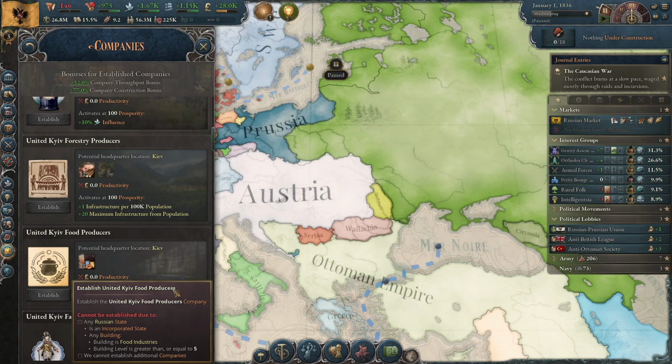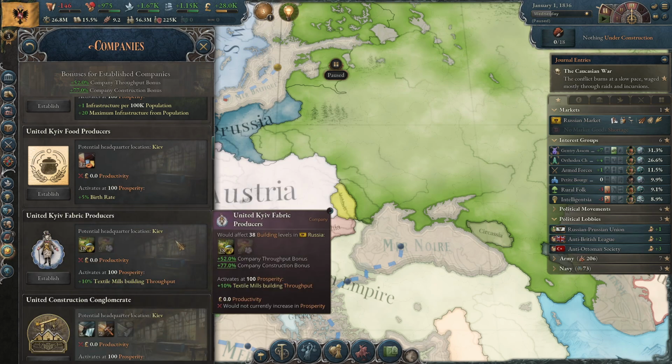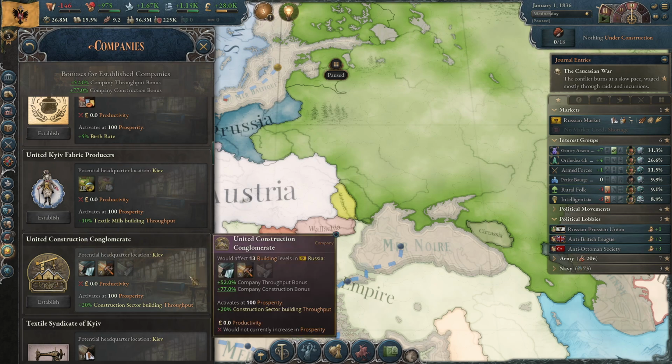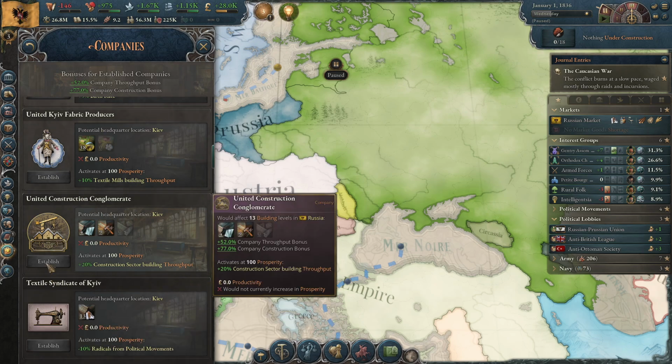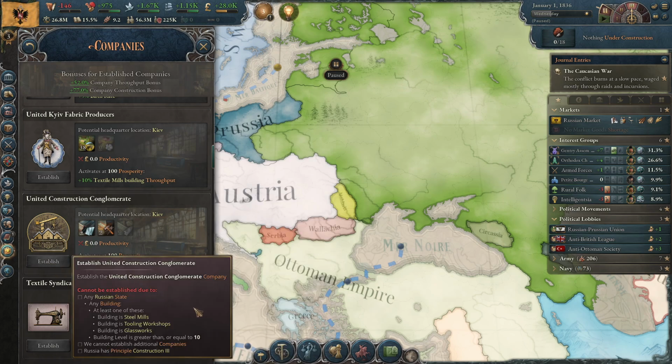Companies can also be dismantled after being established, but it takes about 5 years for that to be done. So you won't be able to dismantle a company until 5 years after establishing it. And there are various good bonuses you can get in here. Certain ones have various requirements. For example, the United Construction Conglomerate, you need the Principal Construction 3 for power blocks. We're not going to go over that, but that's something to note.